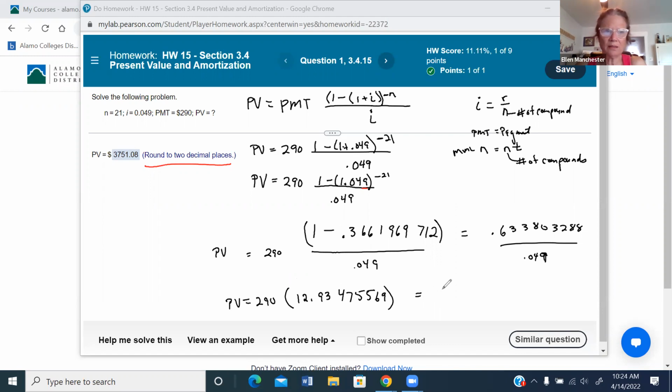And I get 3751.07915. So this is where the rounding to two places comes in. The 9 makes the 7 go up 1, so it's 3751.08. So never, never, never round until the very end, because if you round too much, you're going to throw your answer off. Okay, I'm going to stop there.